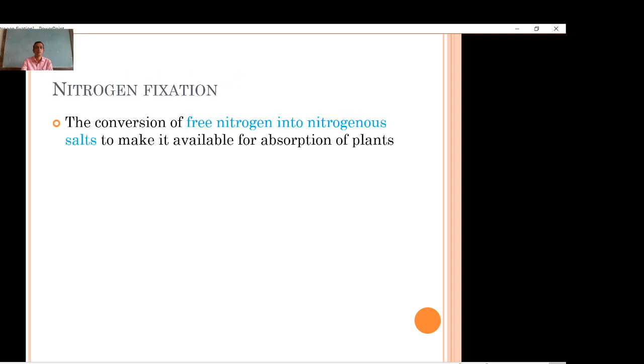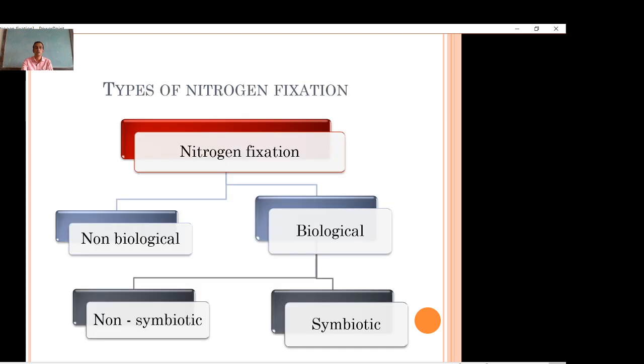Okay. Then nitrogen fixation. We see the definition of nitrogen fixation: the conversion of free nitrogen, aerial nitrogen, into nitrogenous salts, meaning nitrate, nitrite and ammonia, to make it available for absorption by the plant. Simply, it is called nitrogen fixation. The conversion of aerial, free nitrogen into nitrogenous compounds, nitrate, ammonia and nitrite. This simple process is called nitrogen fixation.